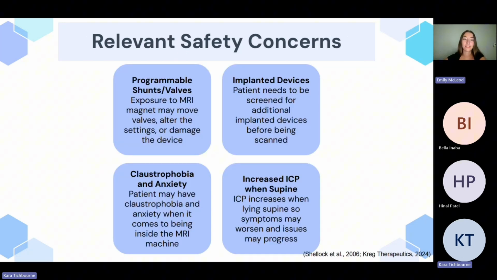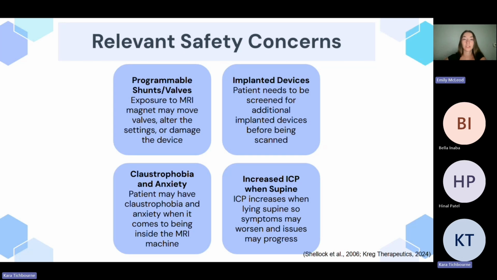There are several important safety concerns when performing an MRI for patients with hydrocephalus. First, patients with programmable shunts should have their device checked after the scan, as the MR field can alter the valve settings or affect its function, causing it to provide inefficient treatment. Patients should also be screened for any additional implanted devices to ensure they are MRI compatible before entering the scanner to avoid any hazards such as heating, movement, or damage.